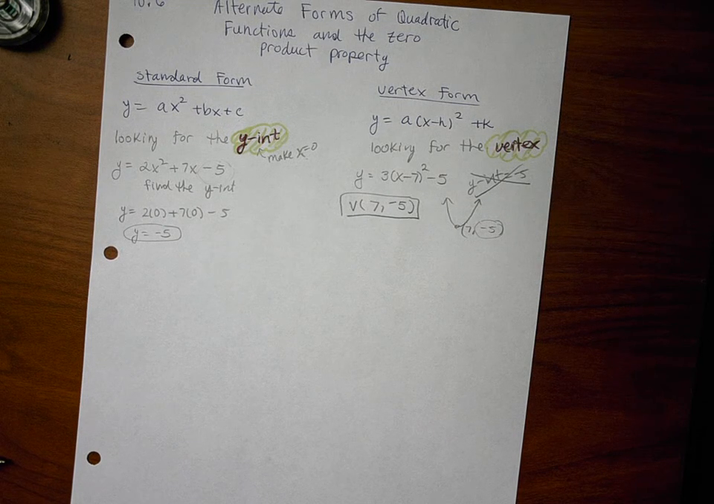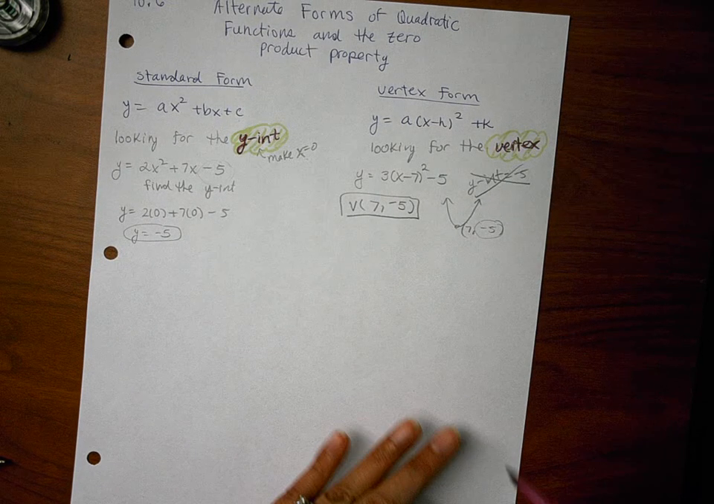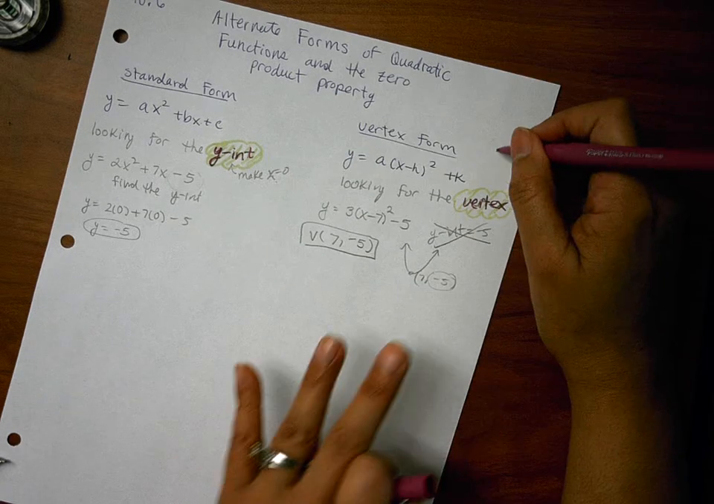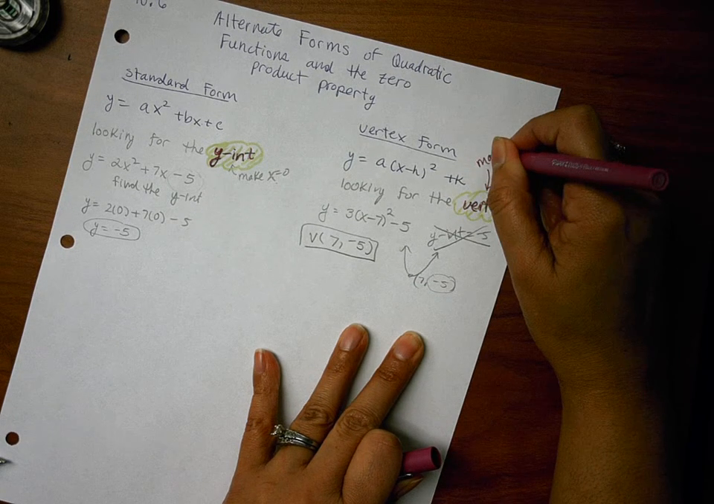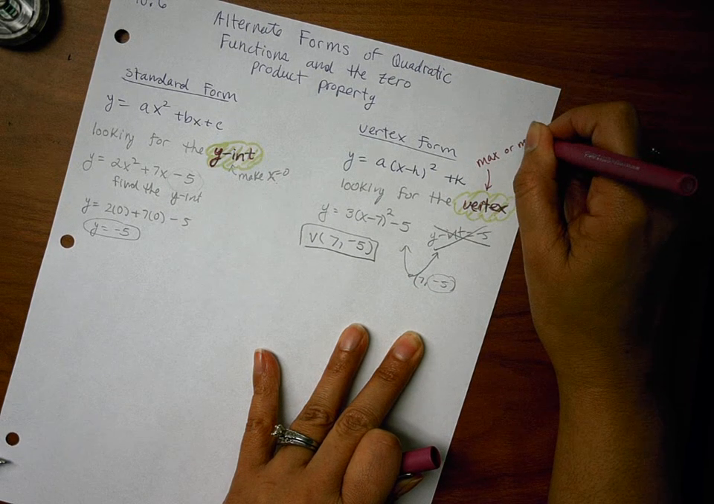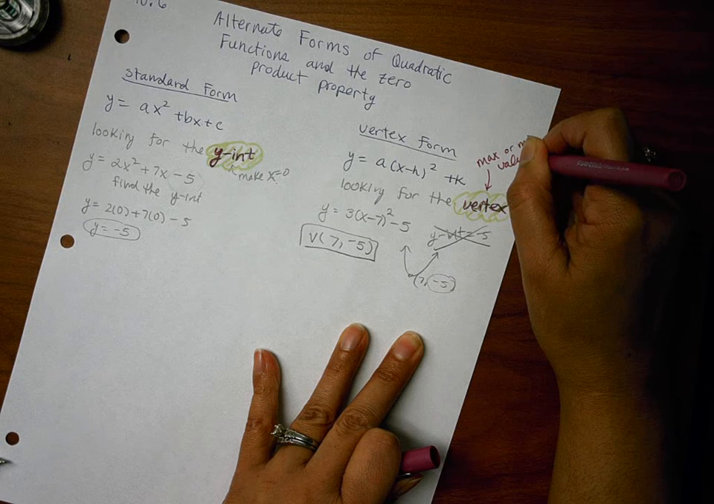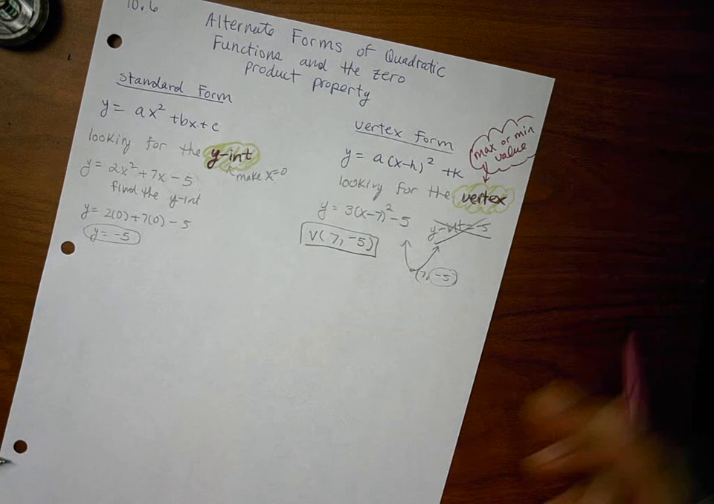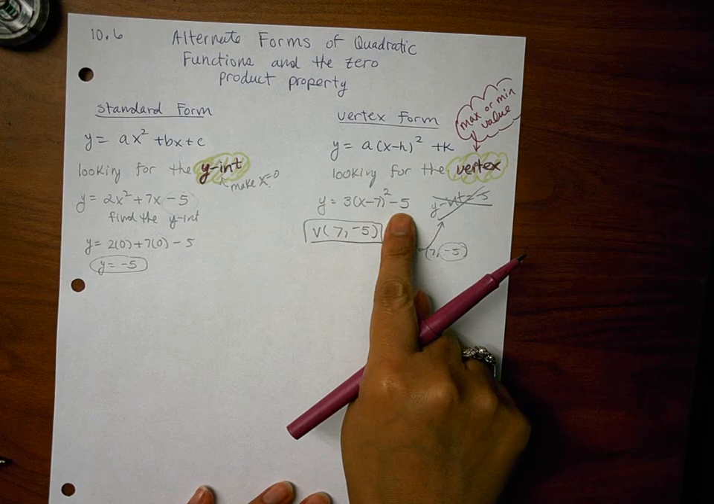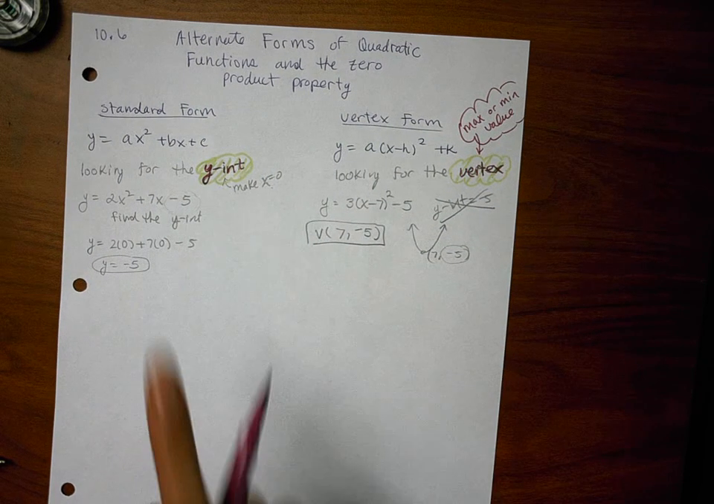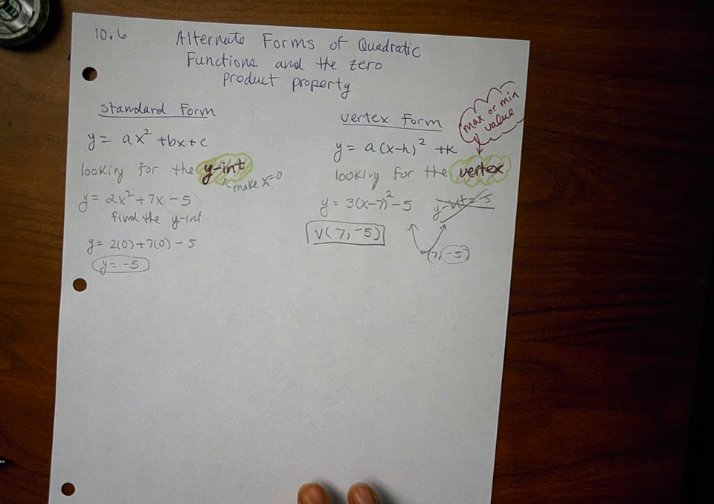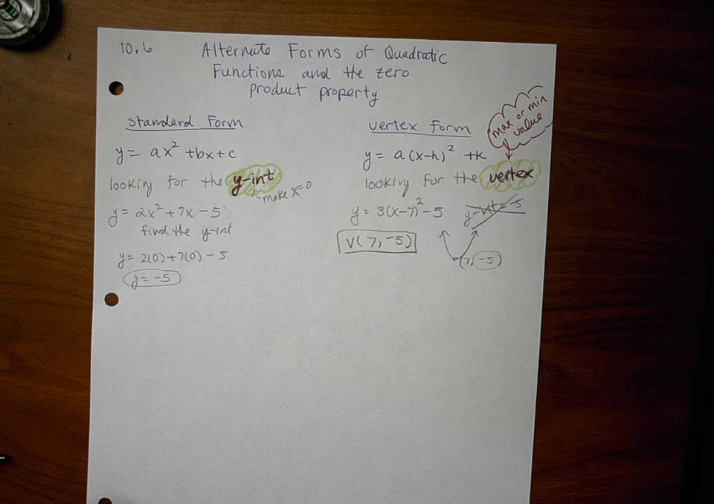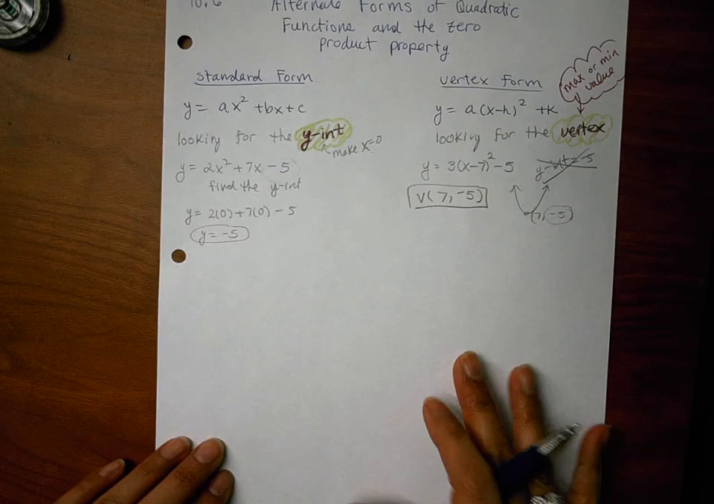So this vertex form is really nice if you are looking for the max or minimum value. All right, so if they ask for the max or the minimum value, it's the outside number. Still the outside number, like the earlier one, it is negative 5. Okay, we will work more with these type as we go through this unit.